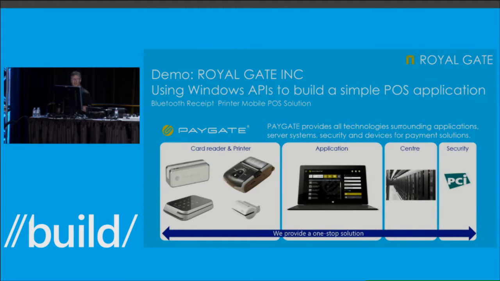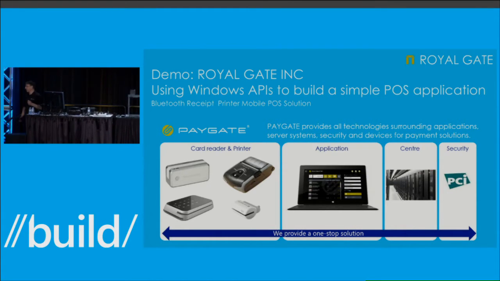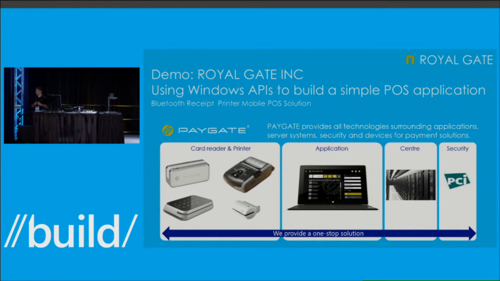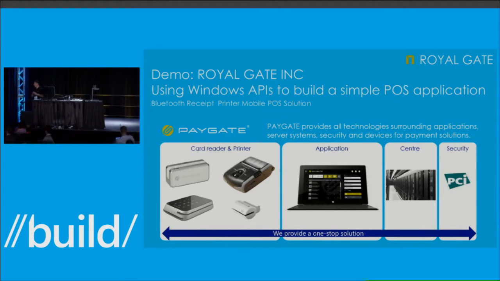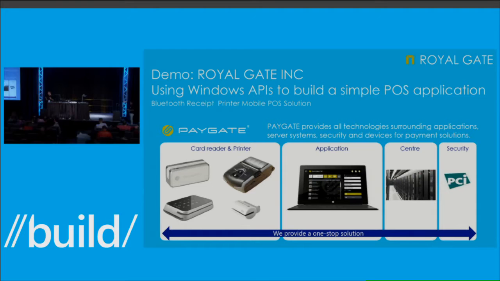Okay, so now what I'd like to do is invite Royalgate up on the stage to show a demonstration of extending what you've already seen within this session. What we've seen so far is using USB HID, scanner and magnetic stripe reader to build a point-of-sale, point-of-service application. But to complete many of these scenarios, you also want to add in support for additional external devices. For example, something like a Bluetooth receipt printer. So this is what we're going to see now as part of this demonstration.